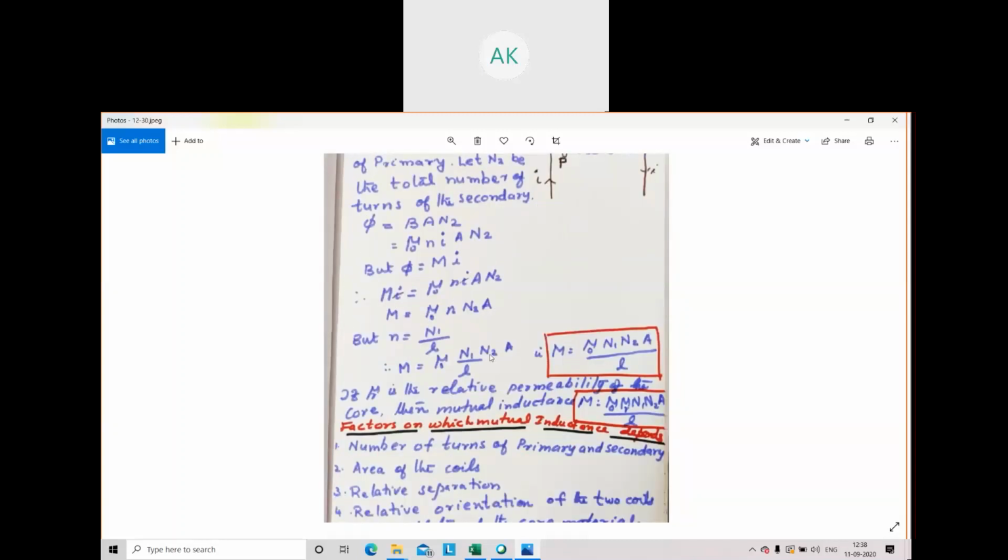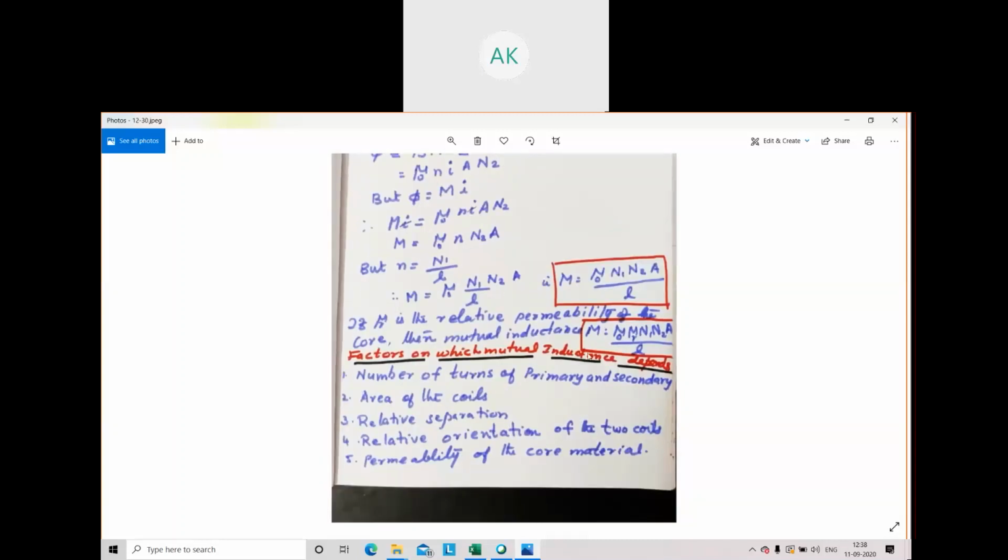Now the factors on which the mutual inductance depends. From this equation you can tell: N1, the number of turns in the primary; N2, the number of turns in the secondary; the area A of the coil; and the relative separation also. Then it depends on the relative orientation of the two coils, that is, whether they are kept one over the other or perpendicular to each other. And it also depends on the permeability of the core material, that is, this mu r, the relative permeability.